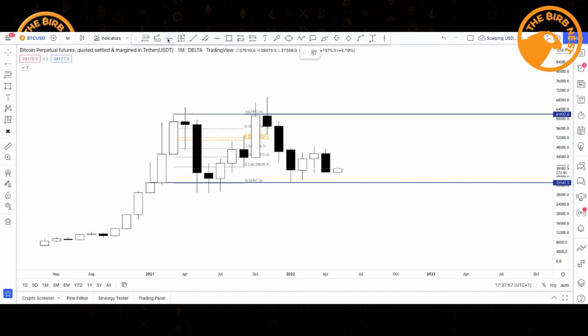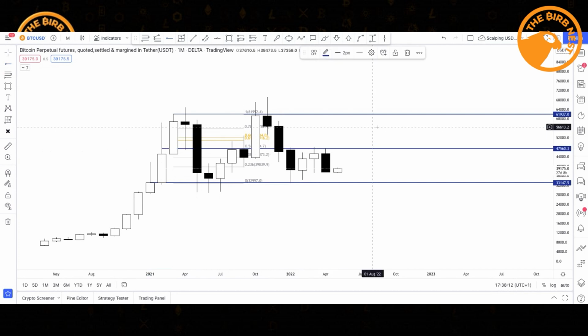I'm going to get my horizontal ray tool again. I'm going to place this in the middle, at the 0.5 level, which we can see is here. This is the 0.5 level on the Fibonacci. And we're going to mark this as it is. Okay, and then we can delete the Fibonacci.